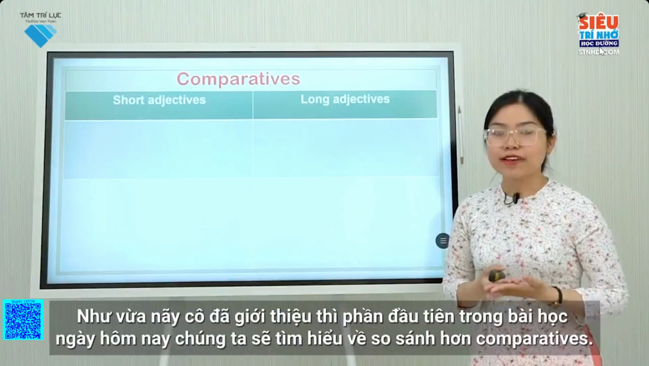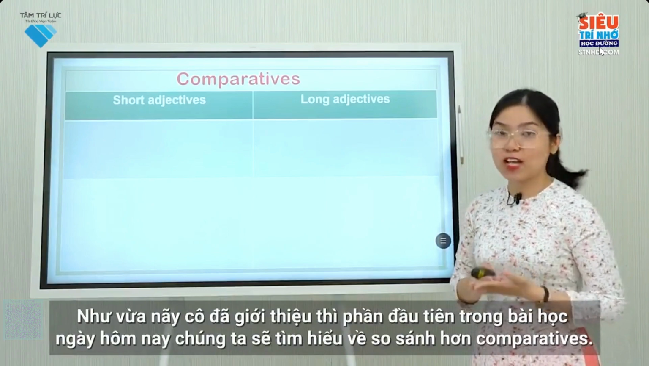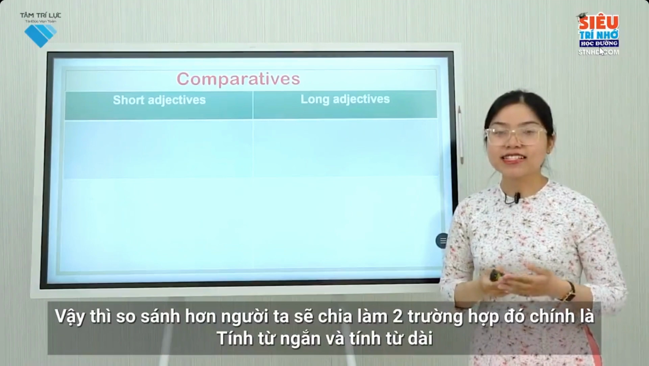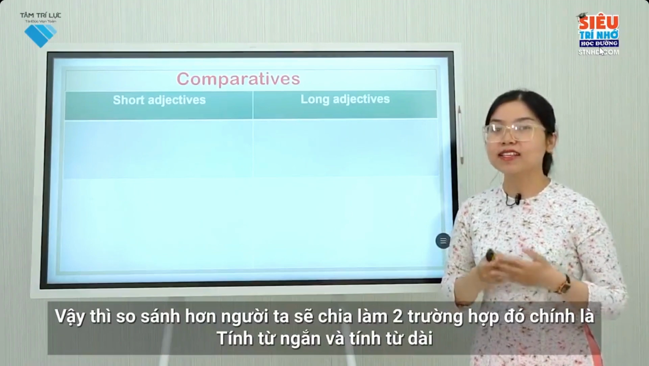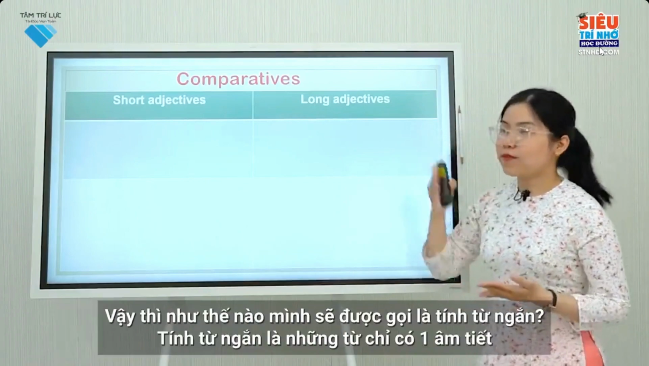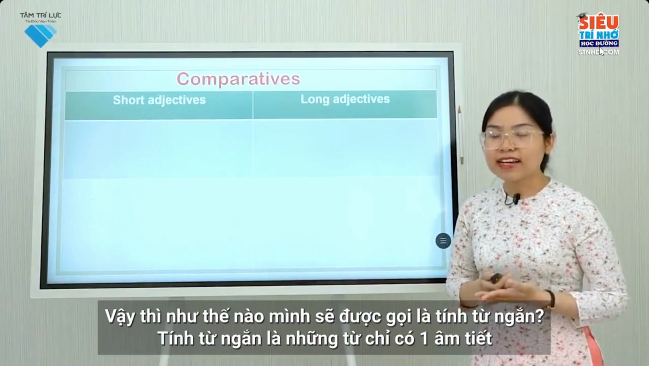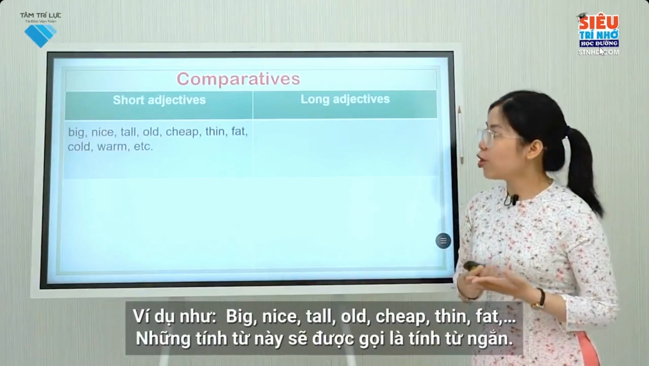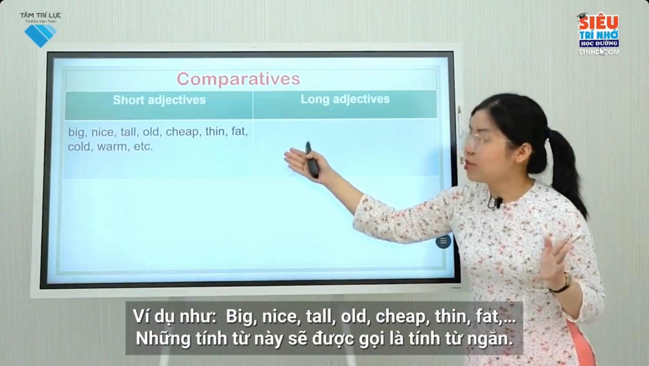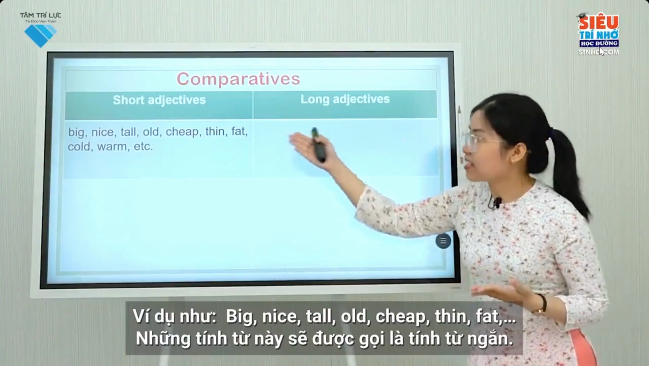The first part in our today's lesson is to learn about comparatives. So it will be divided into two cases. There are short adjectives and long adjectives. So what is a short adjective? It just has one syllable. For example, big, nice, tall, old, cheap, thin, fat. They are called short adjectives.